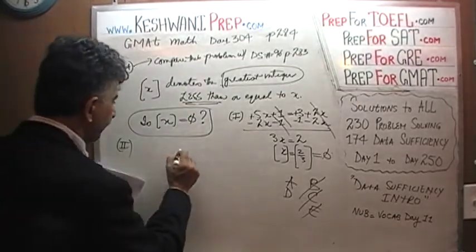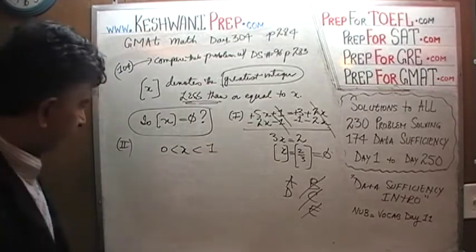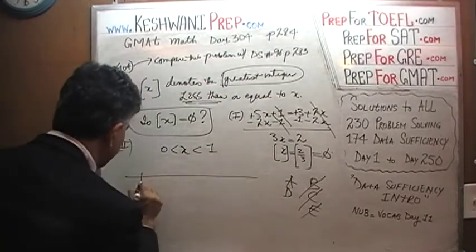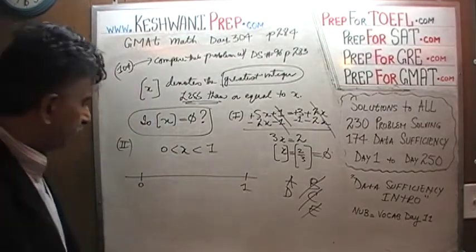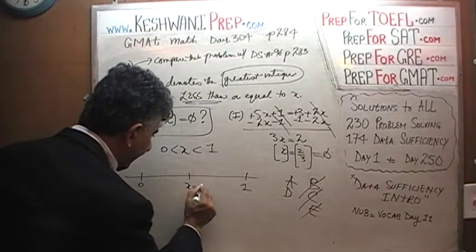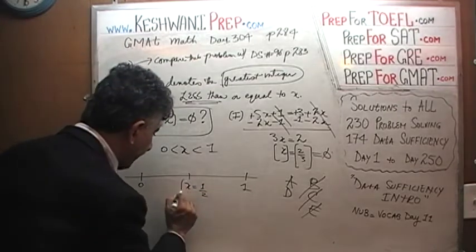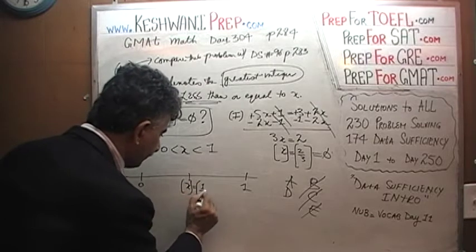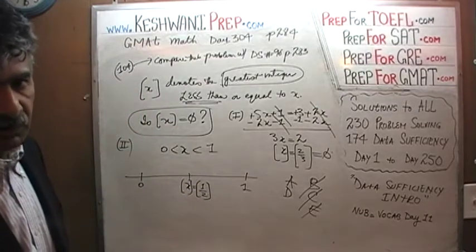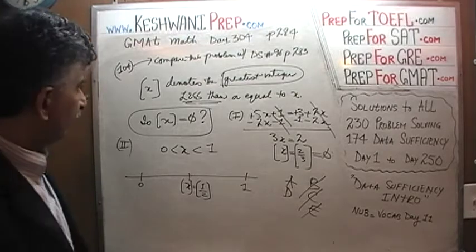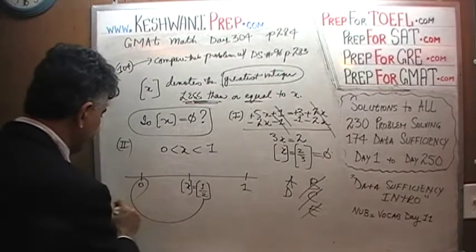The second statement tells us that X is between 0 and 1. Let's take a look at it here. Here's our 0, here's our 1. X is between 0 and 1. Let's start with the simplest scenario. What happens if X happens to be exactly half? If x is exactly half, and we put a box around this, what's the largest integer that is less than or equal to half? The largest integer that is either less than or equal to half is 0.